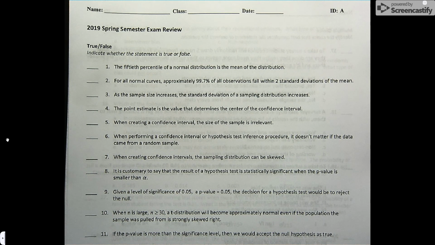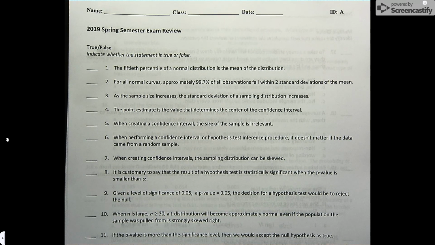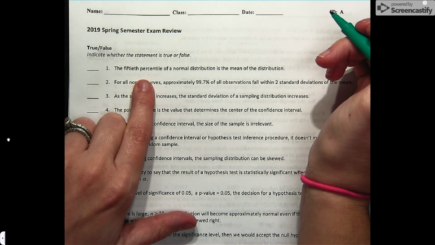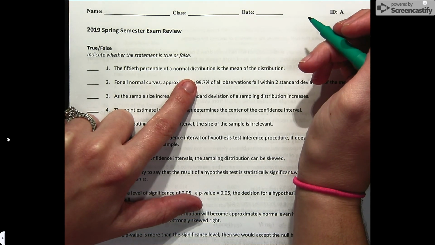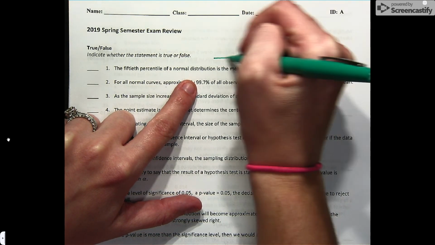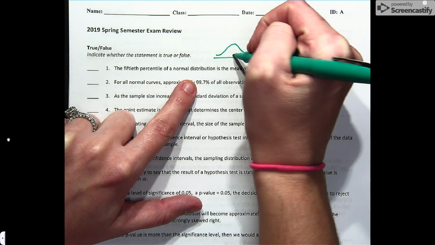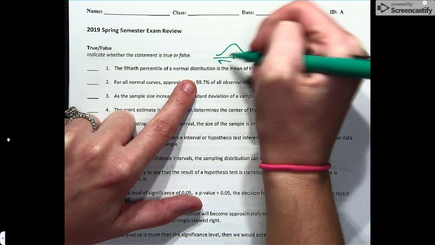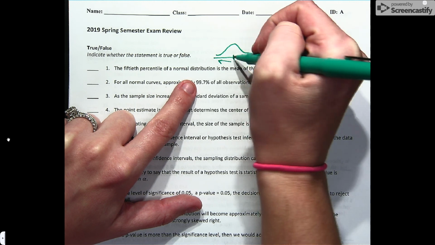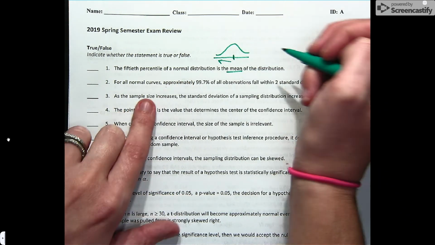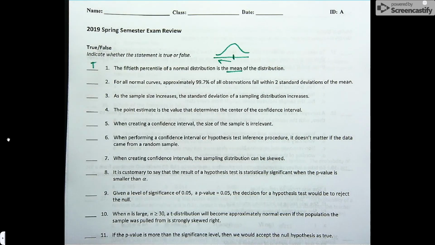So the first 16 problems are going to be some true-false statements that you should know, and I'll go ahead and correct some of them for you to help you out with those if we need help with those. So the first one, the 50th percentile of a normal distribution is the mean of the distribution. So remember, 50th percentile means at 50% or below, and that value that you're at is the mean because you're right in the middle. So that's true.